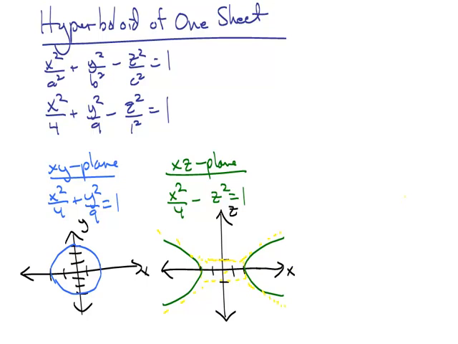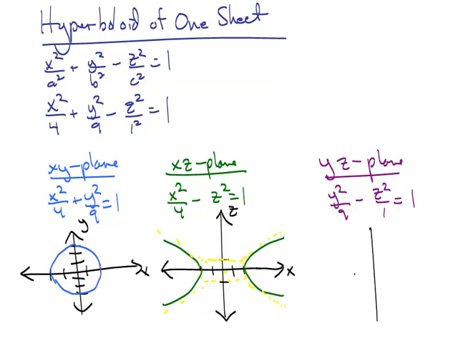Okay? So there's that, and then we'll have another hyperbola on the yz plane. Let's take a look at that. Here we'd have y squared over 9 minus z squared over 1 is equal to 1. So this is going to intercept, here's y, there's z. The y-axis at plus or minus 3, those are going to be the major vertices.